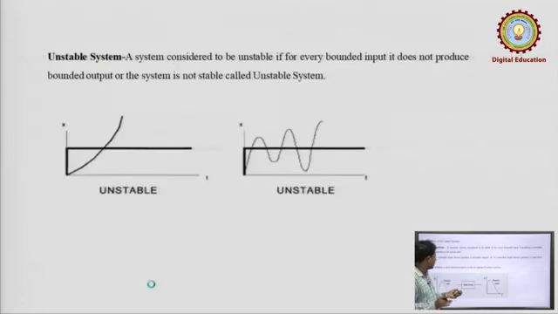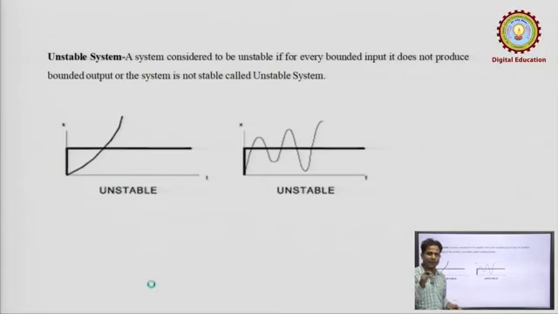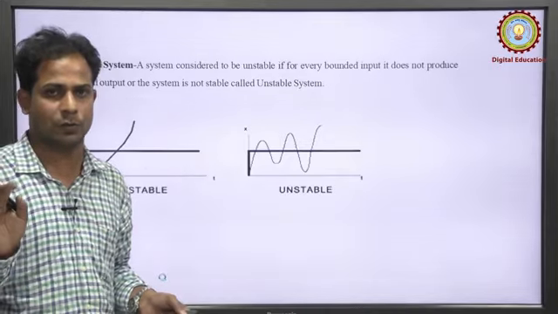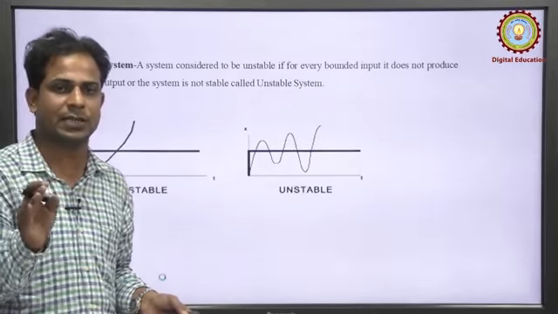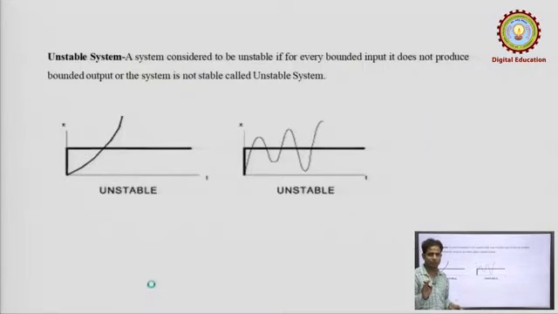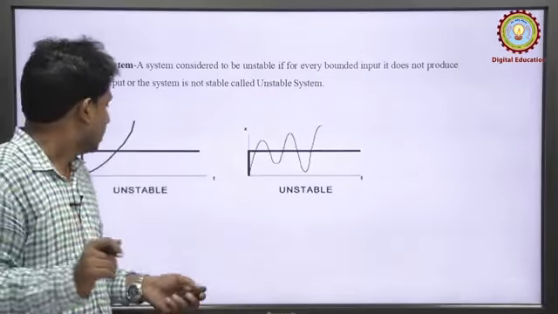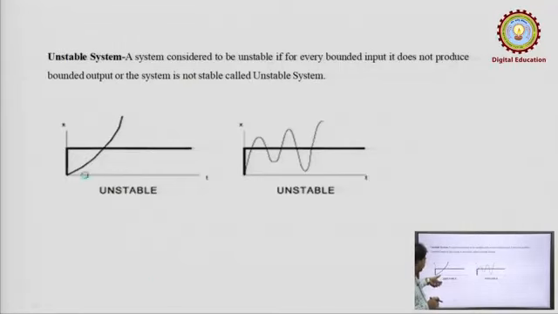And an unstable system is a system considered to be unstable if for a bounded input it does not produce bounded output, meaning it produces fluctuation or random behavior in the output. That is called an unstable system. For example, a ramp function. So that is the behavior of an unstable system in both pictures.